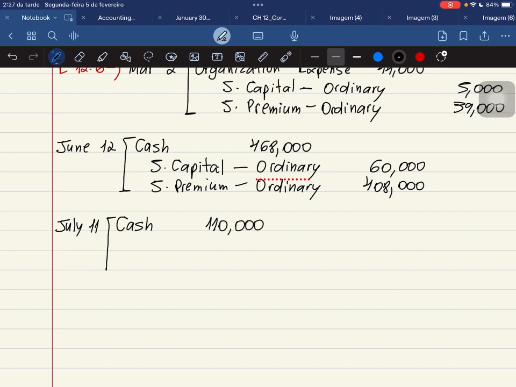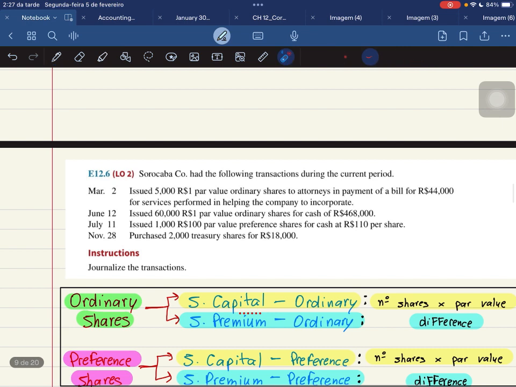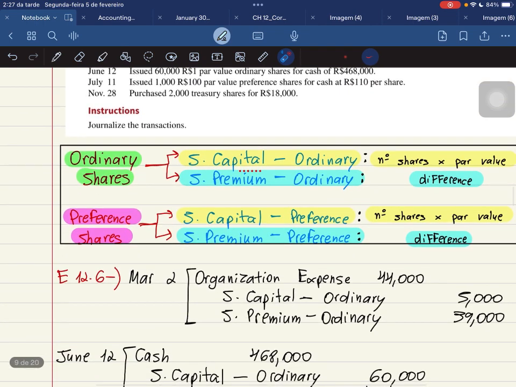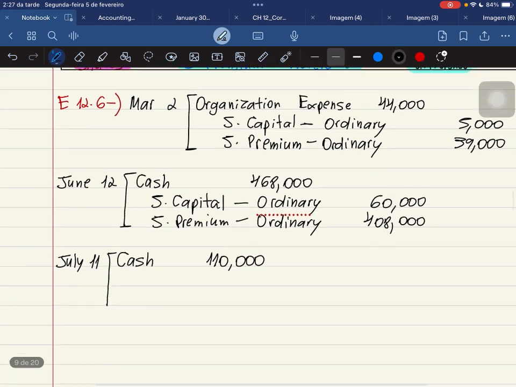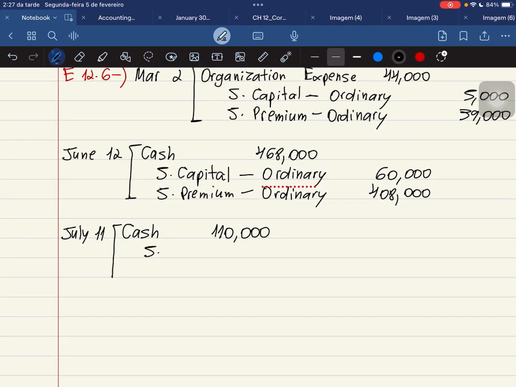Again, since there is a difference between this, if we multiply 1,000 by 100, that will give us 100,000, right? But remember that our issuance price is 110,000, so we actually need to remember that we have a difference there. So we are going to have both accounts too. Here we have preference shares, so let's not forget to change the last name for preference. So we're going to have share capital preference and share premium preference.